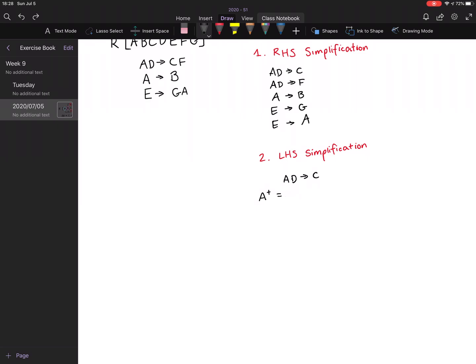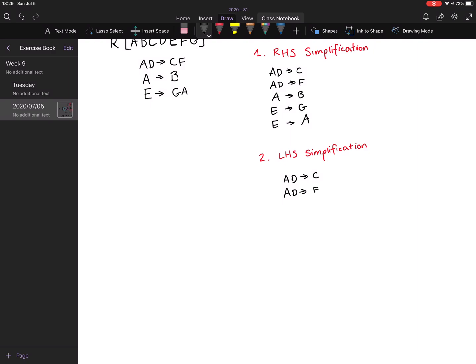That's pretty simple. Okay, now we have AD implies F, and based off the same rule, A on its own does not imply F, as it only implies B, and D on its own does not imply F either. So it is yet another functional dependency that should remain the same. So what you now have is AD implies F, so that stays the same.